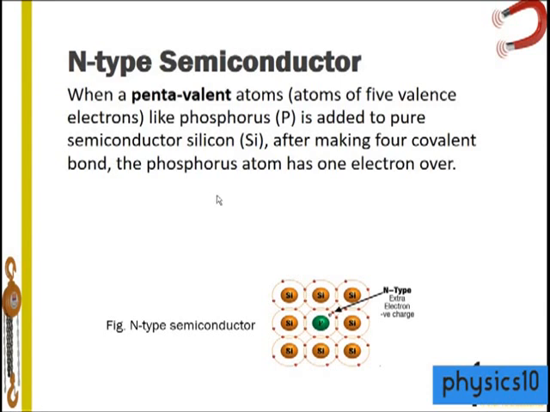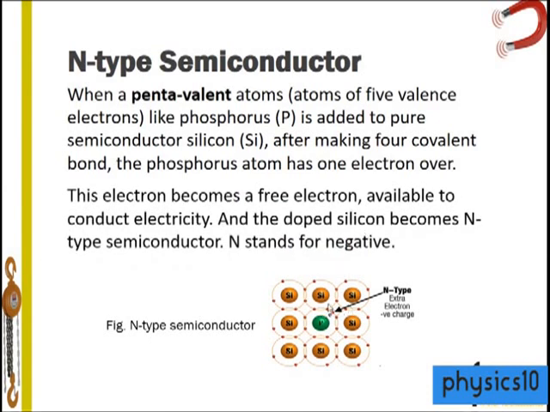But the only difference is that phosphorus has 5 electrons in its valence shell, which means it will have an extra electron, an extra negative charge, when it's introduced into the silicon. So the silicon will have, in addition to the silicon atoms, a number of phosphorus atoms which will introduce an extra electron in the lattice. And because it's introduced as an extra electron, we call this a negative type semiconductor, N representing negative.